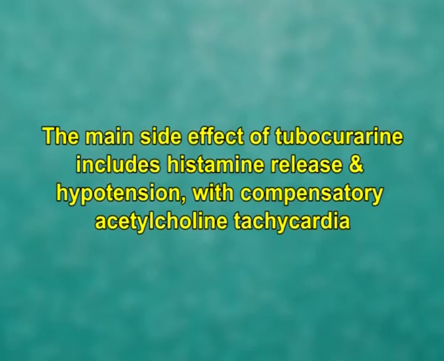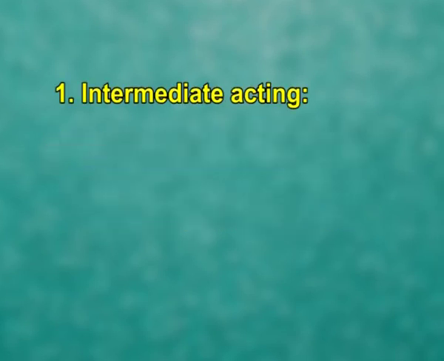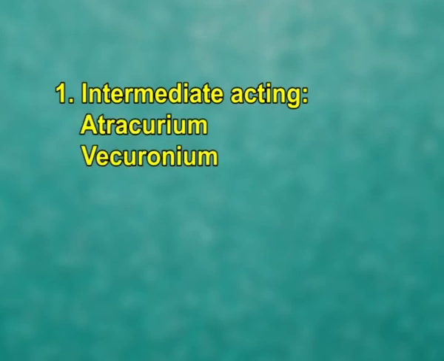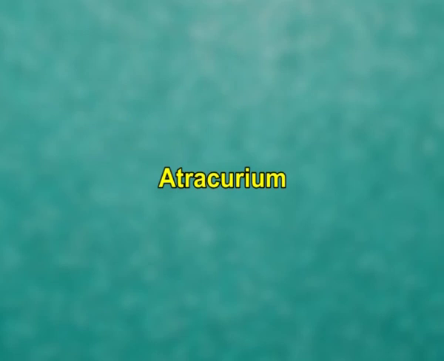Tubocurarine has a long onset of action and a prolonged duration of effect. The main side effect of tubocurarine includes histamine release and hypotension with compensatory tachycardia. The next category is intermediate acting, for example, atracurium, vecuronium. Now we will discuss about atracurium.